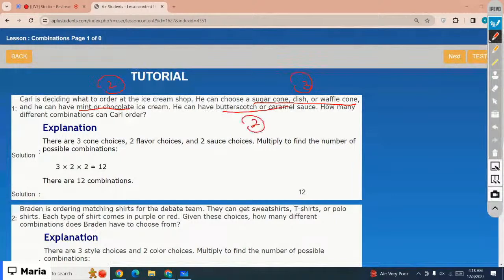You need to calculate the total combinations. So for the total combinations you need to multiply all the choices, right? You need to do 3 times 2 times 2. That means the total combinations he has is 12. So he can have ice cream in 12 combinations, right? Okay, let's just start with the test questions, right?